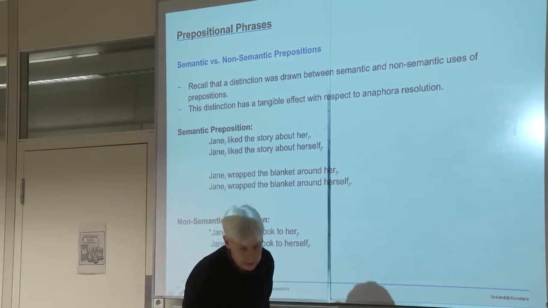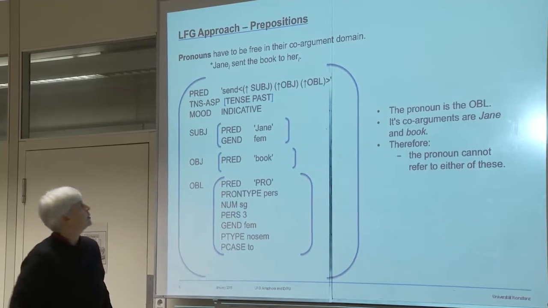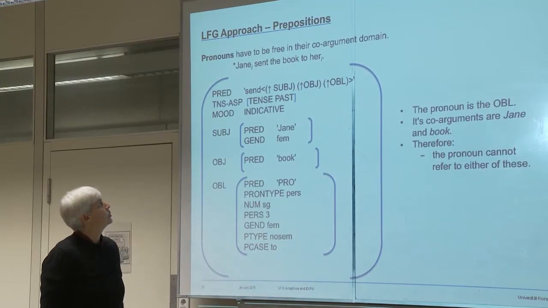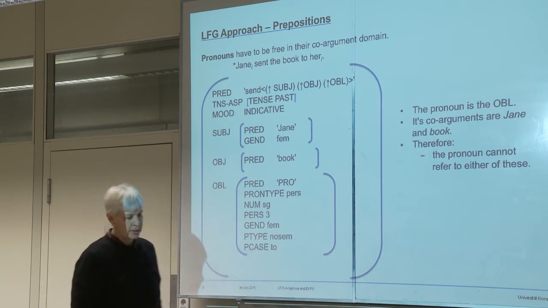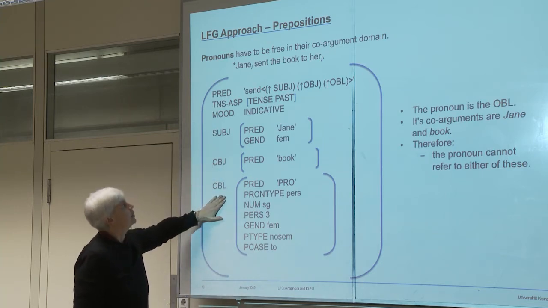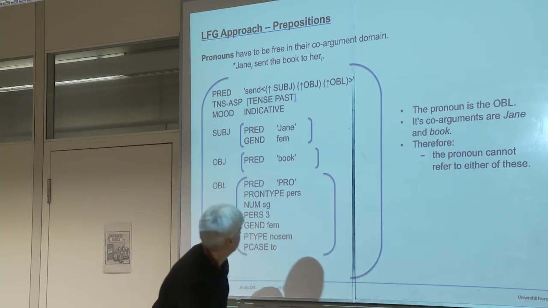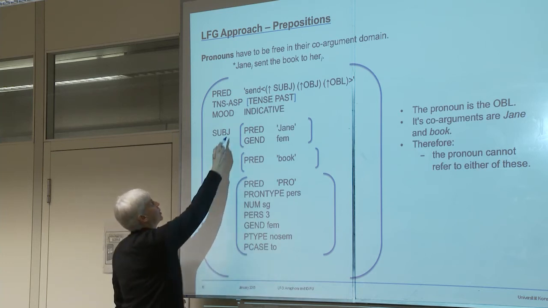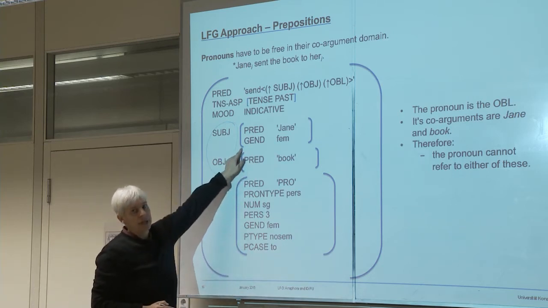So let's see how that works out from our F structures. So we already saw the ones with the adjunct. Now let's see how it works out with a non-semantic preposition. Here's the F structure for send the book to her. Jane sent the book to her. Send is a three-place argument. In this case, it has a subject, an object, and an oblique. Subject Jane, object book, and oblique is her. And I've got a P-type no-sem and a P-case 2. So the pronoun has to be free in its co-argument domain. These are its co-arguments. So it can't refer to either book or Jane.